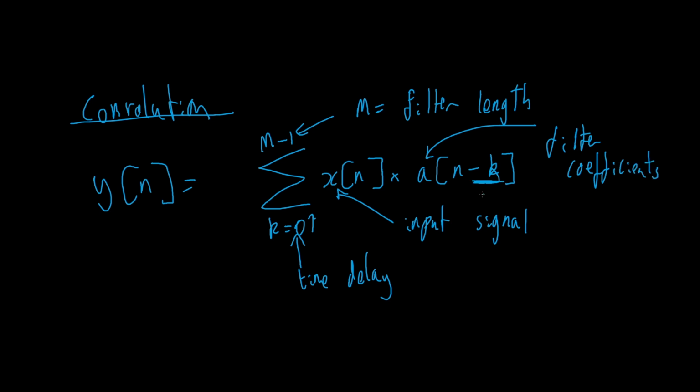The n minus k over here means that the filter coefficients are shifting over time. This means one signal is shifting over another signal over time. Oftentimes convolution is confused with multiplication, or people are struggling to figure out the difference between multiplication and convolution. So let's quickly take a look at that.